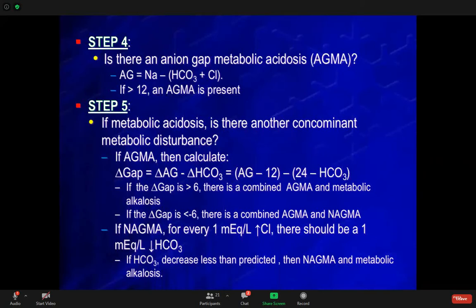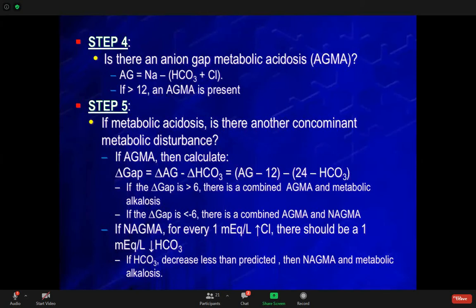I think it's very important, but no question is going to come on step 5. But I want you to understand it to see how you can solve every metabolic disorder. If we finish step 1, step 2, step 3, step 4, and the patient has metabolic acidosis, sometimes there's another metabolic problem. How are you going to know that? By measuring your delta gap.